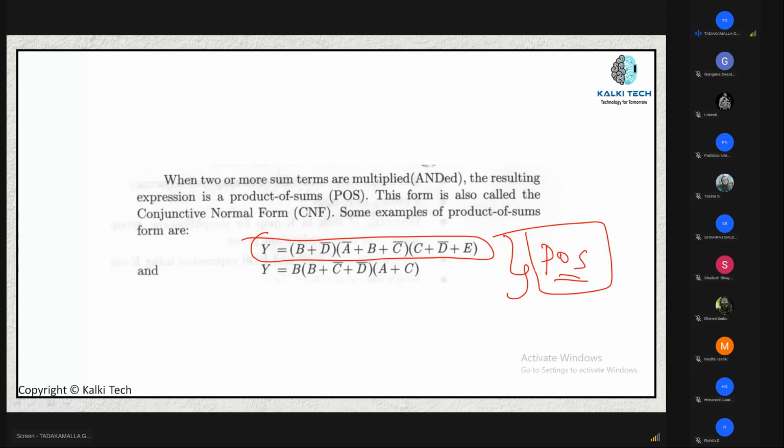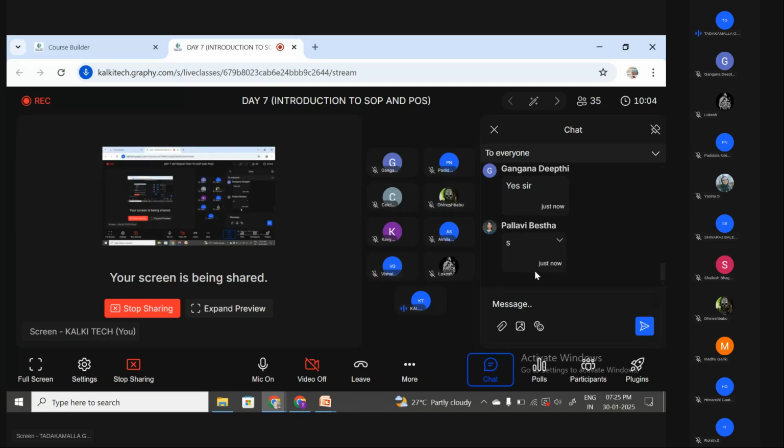Some examples of this product of sum form are these. This is how you represent POS form and SOP form. If you have any Boolean expression, you have two forms of representation for it. One is SOP form, and the other is POS form. That is sum of product terms and product of sum terms.